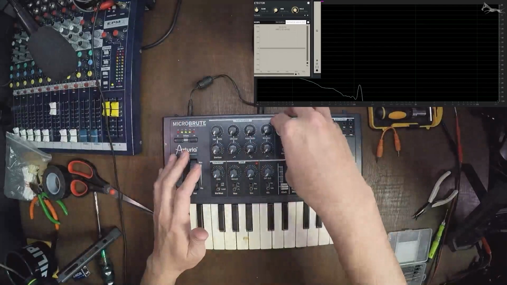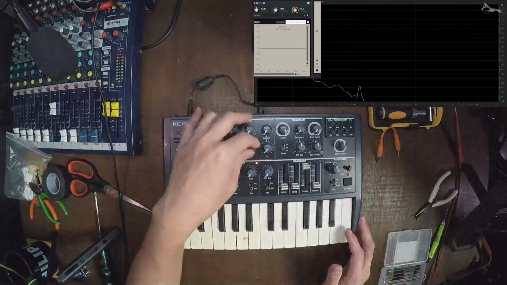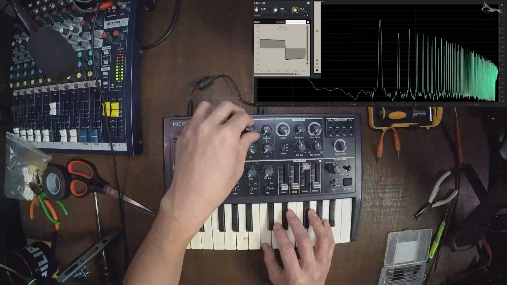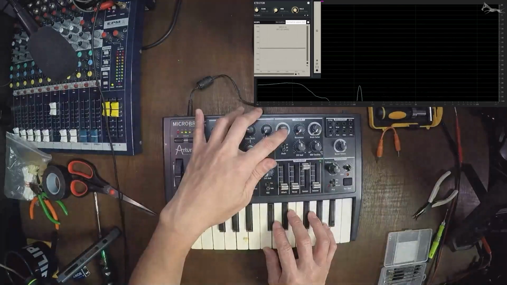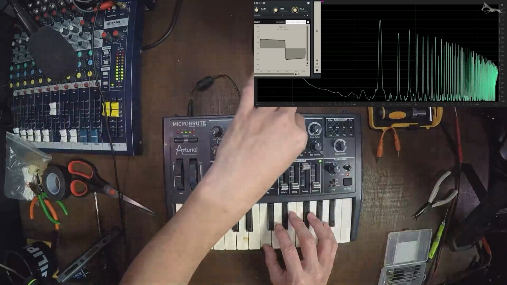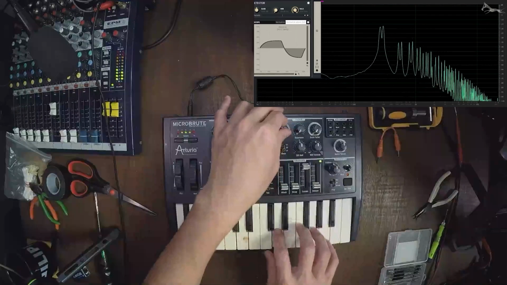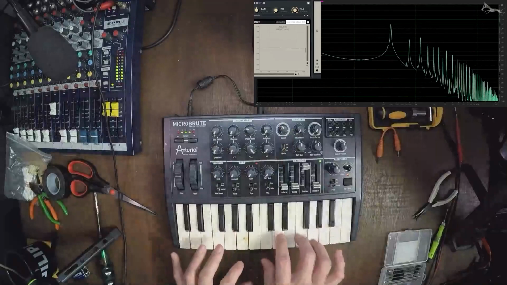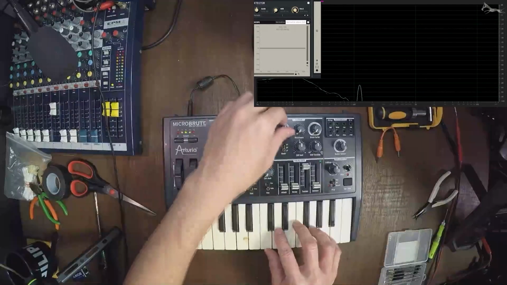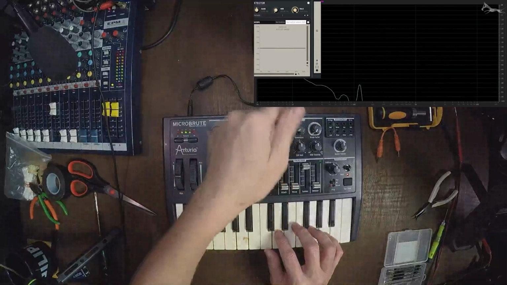Let's move on to the main event, right? Which is the filter section. Let's pick a waveform with a lot of harmonics. Okay, so we know that the low pass filter works. We can try and verify now. Right, so we pump up the resonance, or if we sweep the resonance knob.